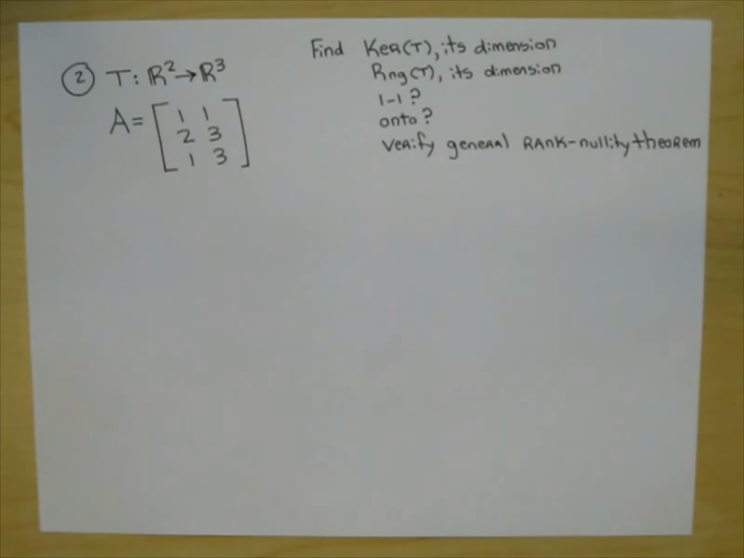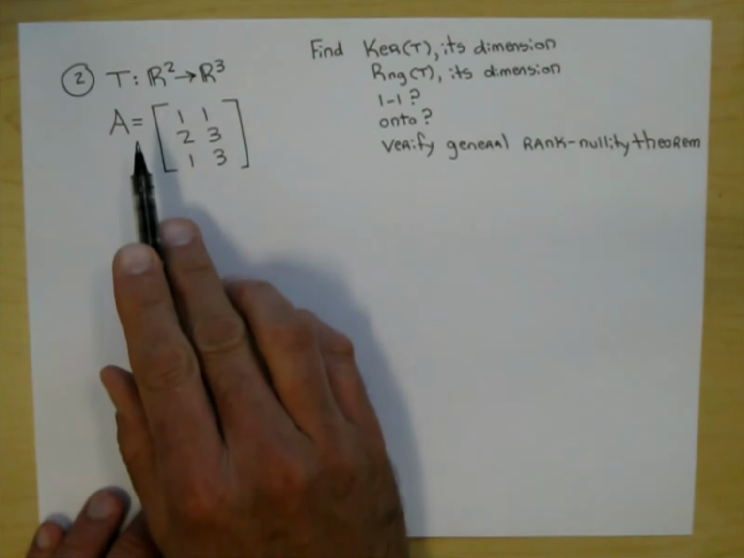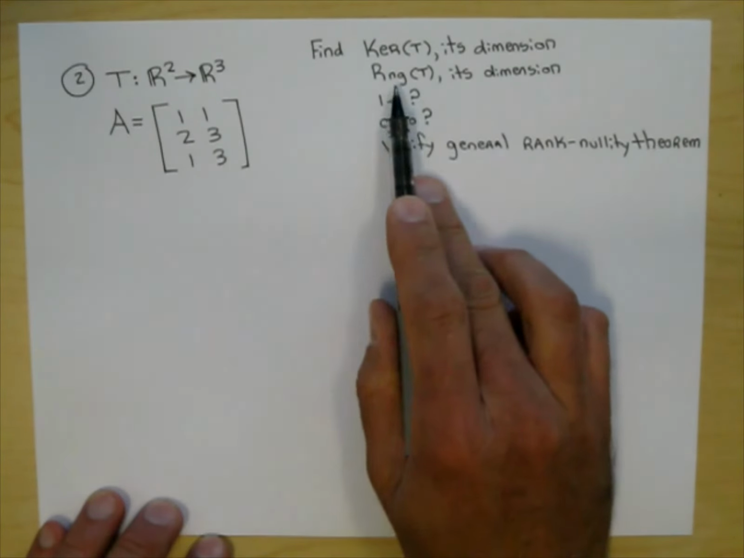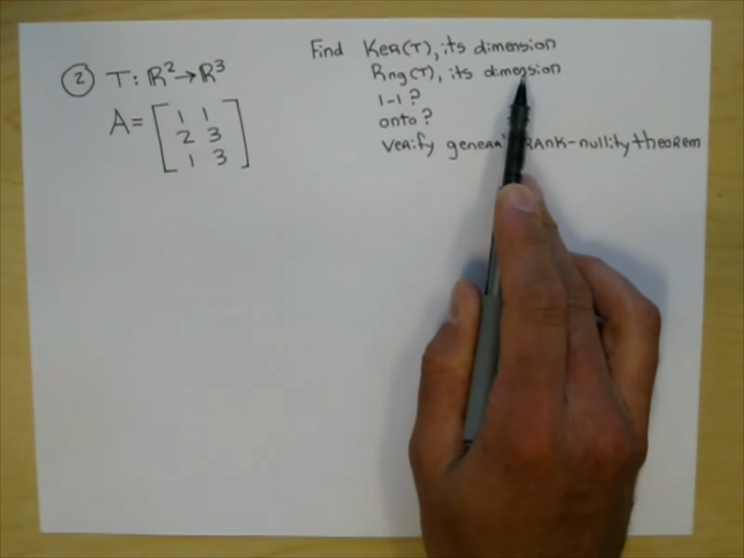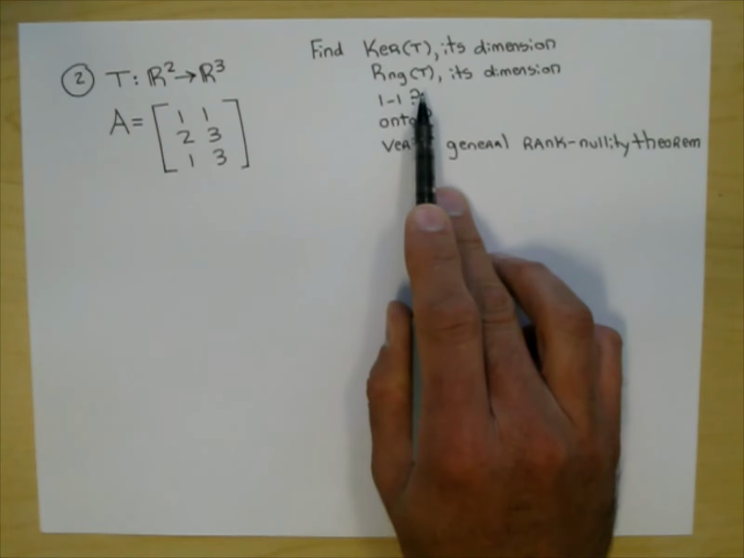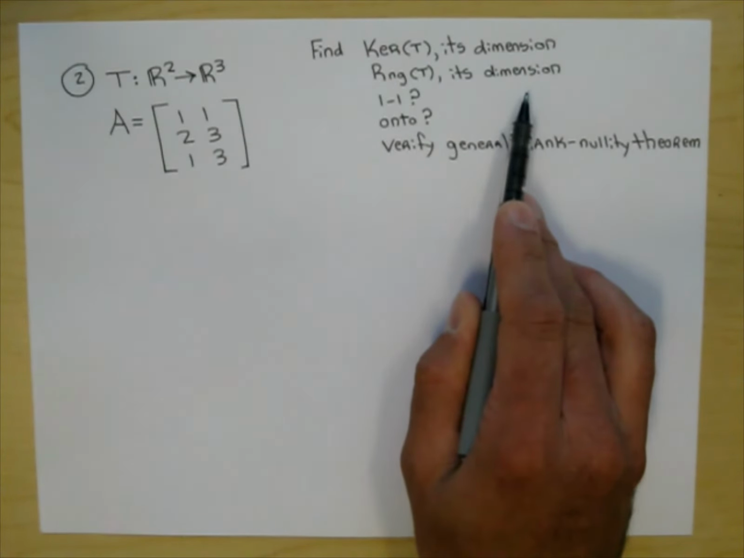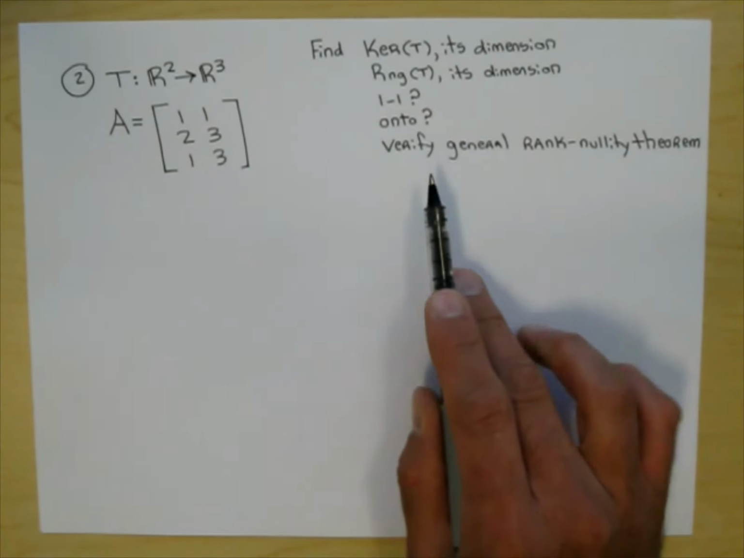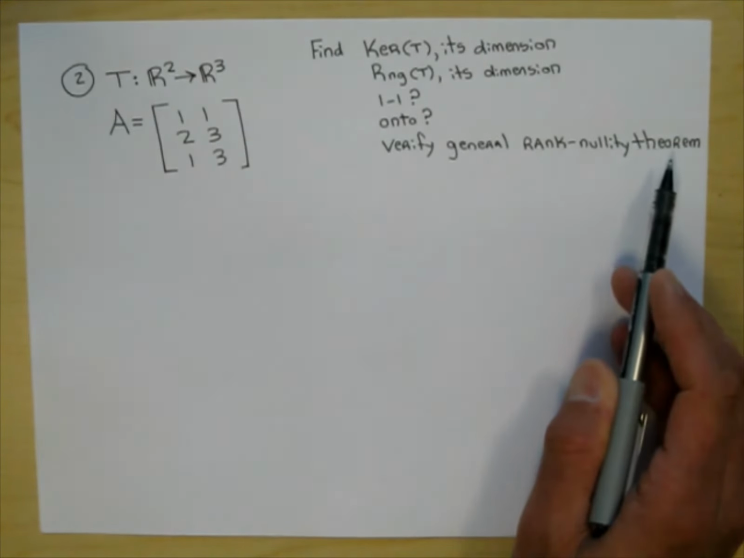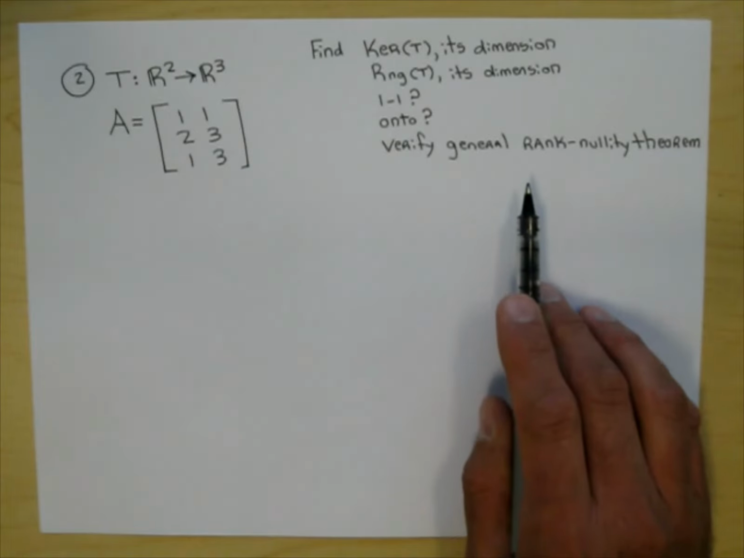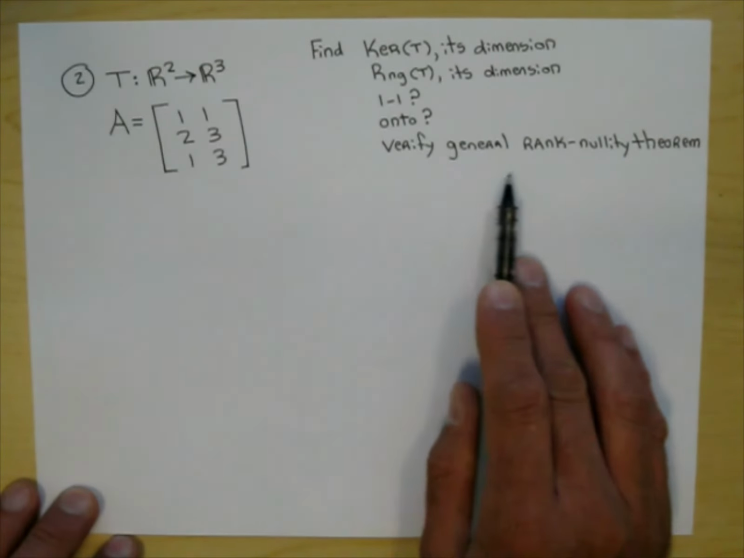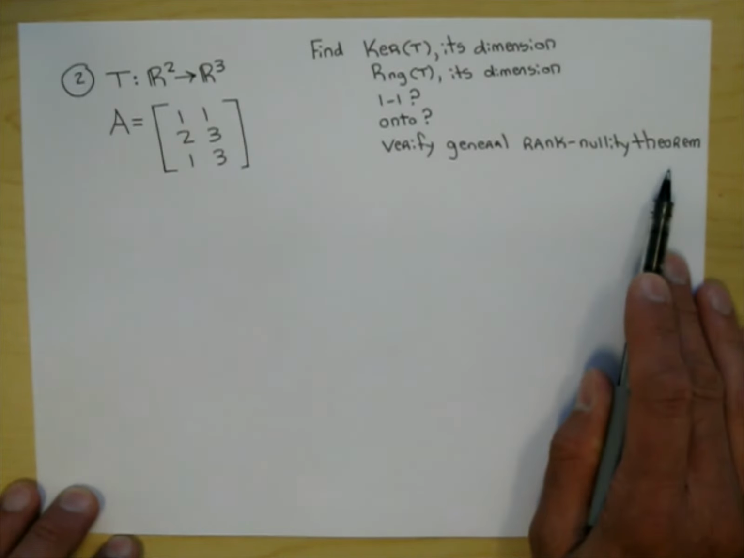So now here's a whole slew of things that we want to find out from this linear transformation. It's a new example. Find the kernel and its dimension. Find the range and its dimension. Is this linear transformation one-to-one? Is it onto? And verify the general rank-nullity theorem. That one usually verifies like 3 plus 1 equals 4 or something like that. So that one's always fun to do.